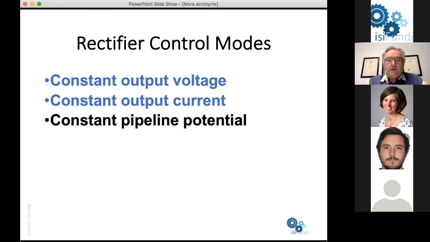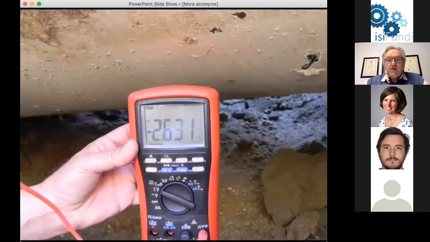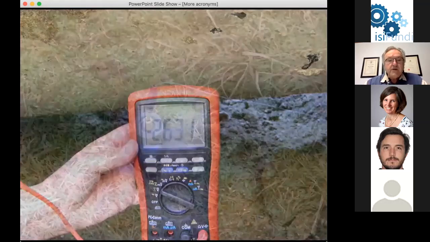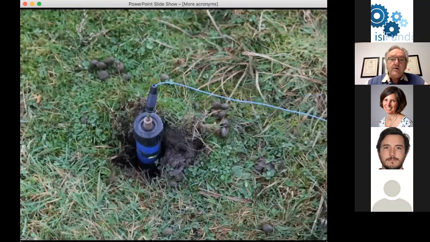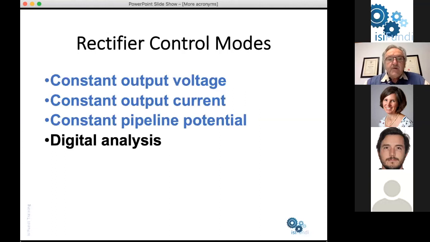Perhaps the most common control system that is used for stray current control is that of constant pipeline potential. In that case, we actually measure the pipeline potential with regard to soil. Here's a typical instrument that is used to measure it when you're in the field, and it is measured with respect to a standard reference electrode. In this case, we're doing a portable test out in the field and have used a temporary electrode which is buried in the soil.